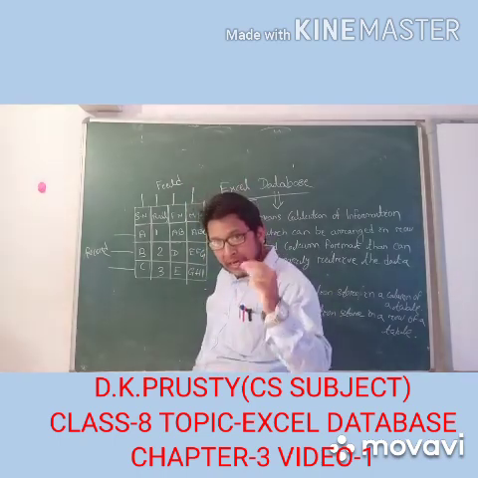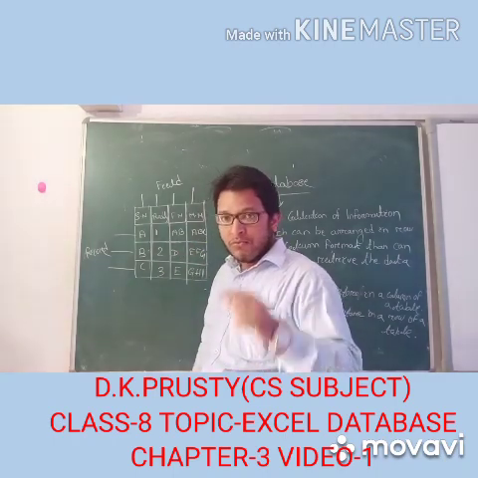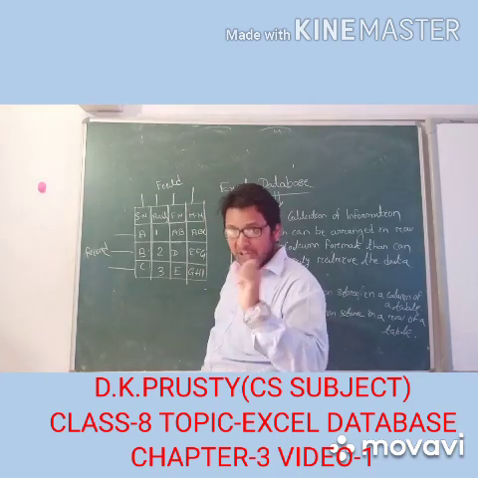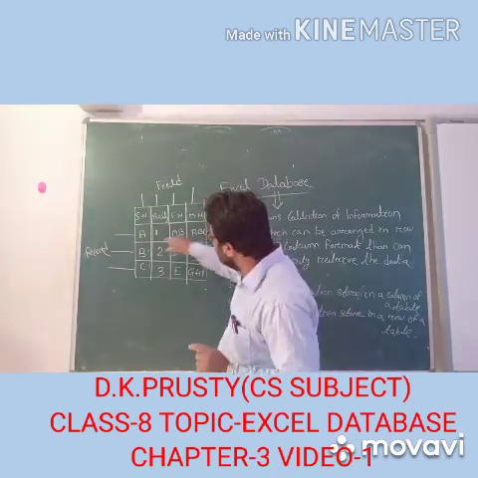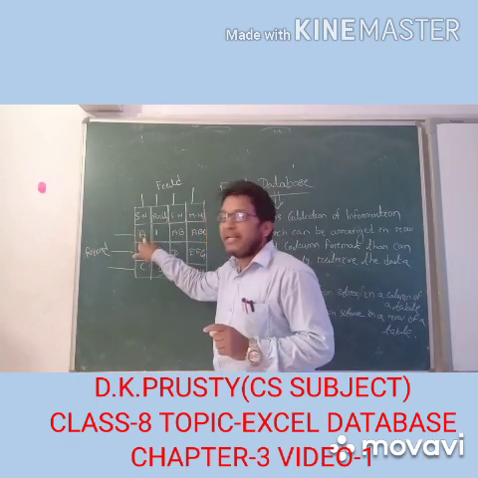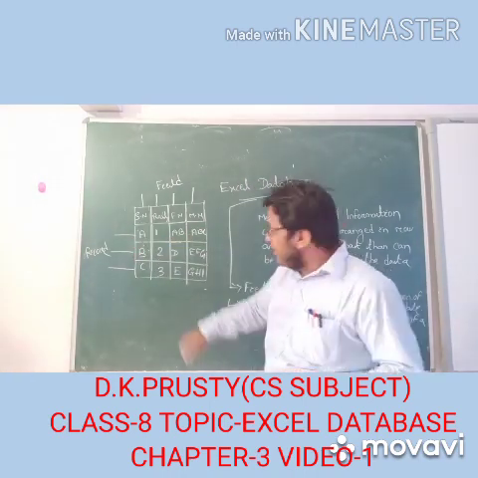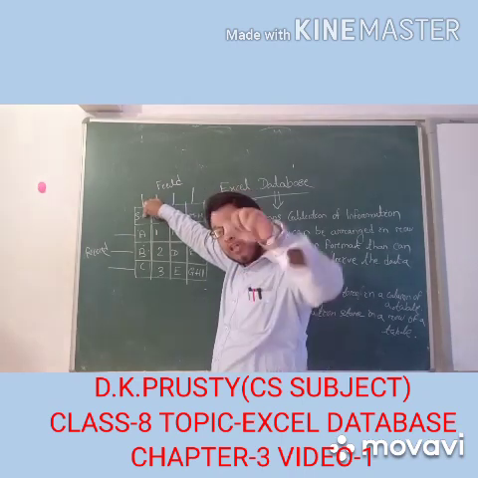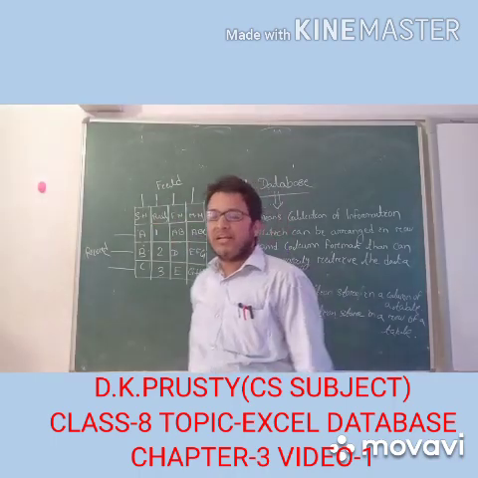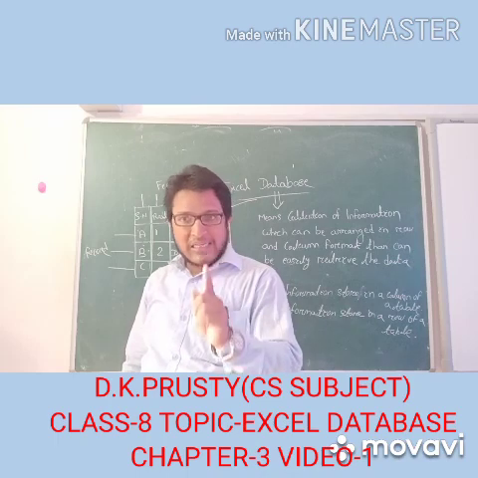And when we get the detailed information of a particular student, that is a record. If the student name is A, roll number 1, this is the detailed information of student A. We can easily get the information, so this is the record. And from the field, you can find only the students' names of a particular class. Is that clear? So that is the difference between field and record. Is that clear or not, students?